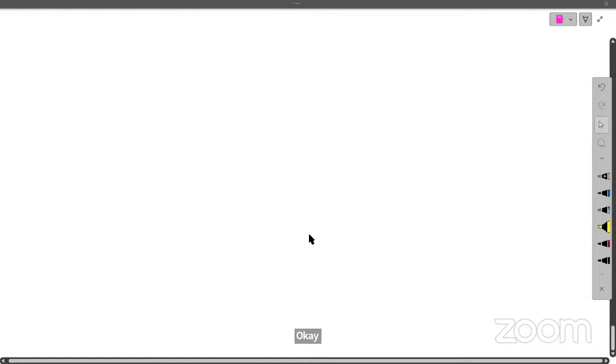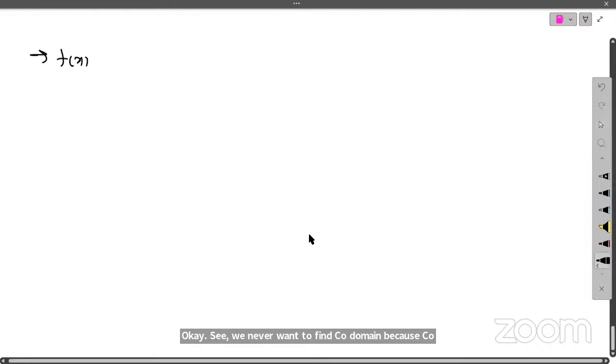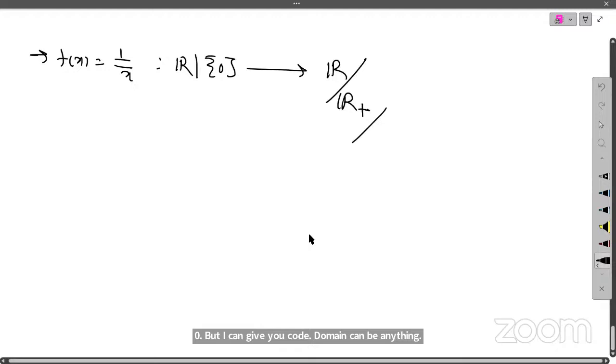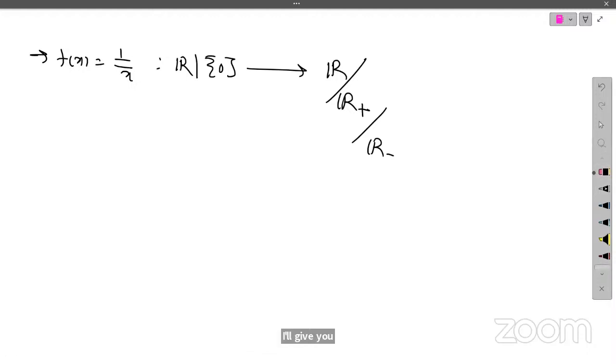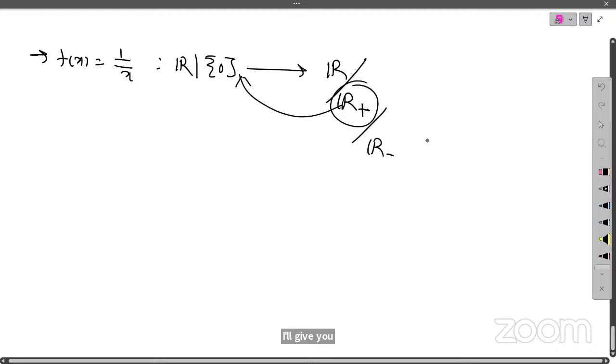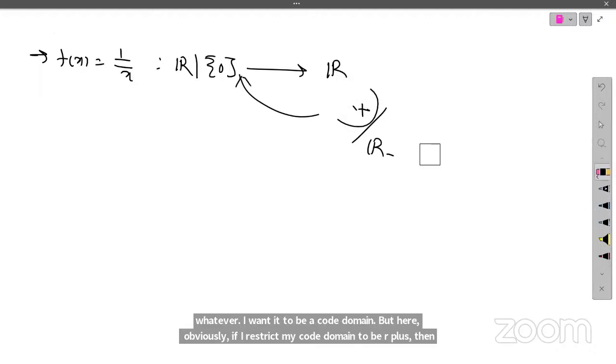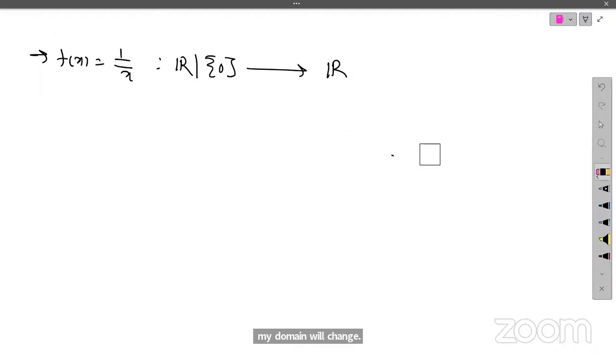For example, suppose I give you the function f of x is equal to 1 by x. Obviously my domain is fixed, the real numbers minus 0. But the codomain can be anything. I can give you R, R plus, or R minus. It depends on my choice. But if I restrict my codomain to be R plus, then my domain will change. So we never want to find the codomain. This is not a good example for answering this question.